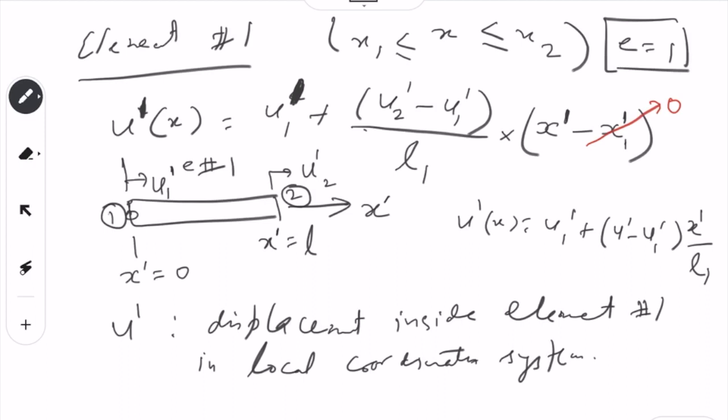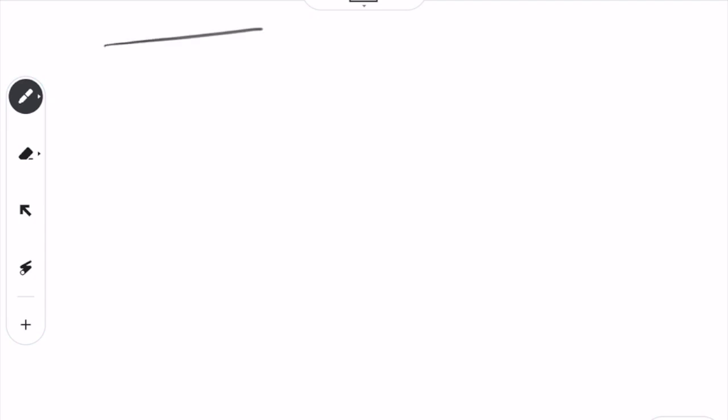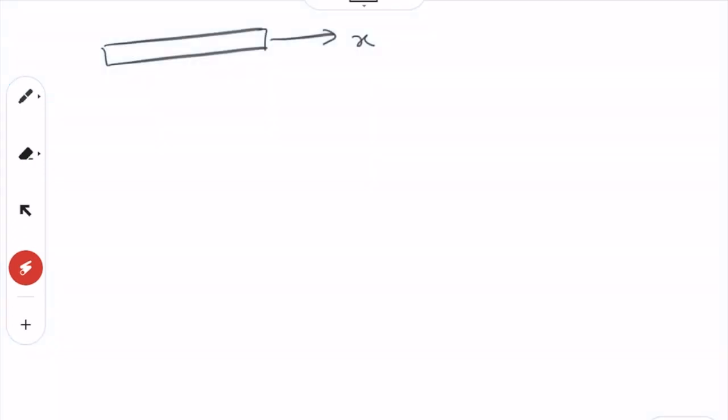The same thing we can write for the second element as well. If we compose the second element, we will have a coordinate system x2. We had x1 here, now it will be x2, and these points we have x21 which is equal to 0. So in the local coordinate system the initial point will be 0.